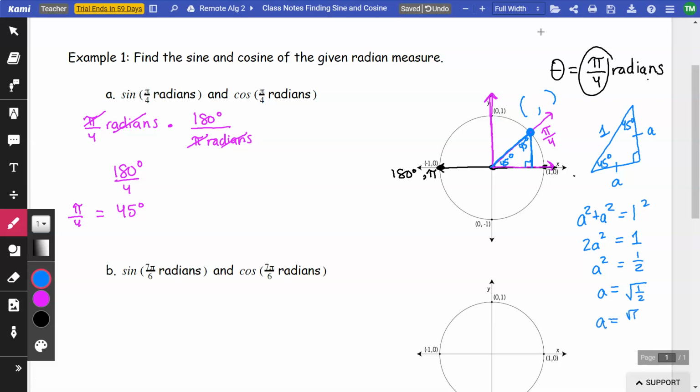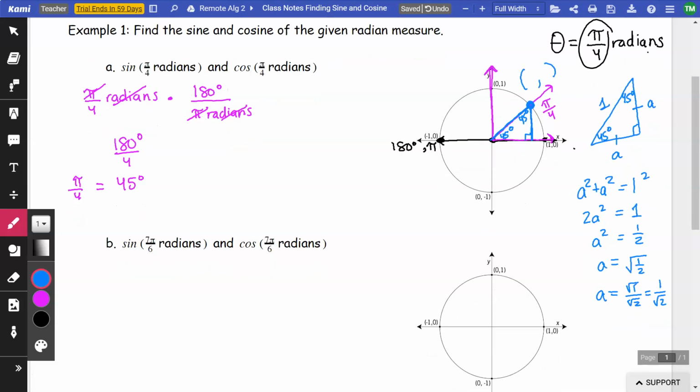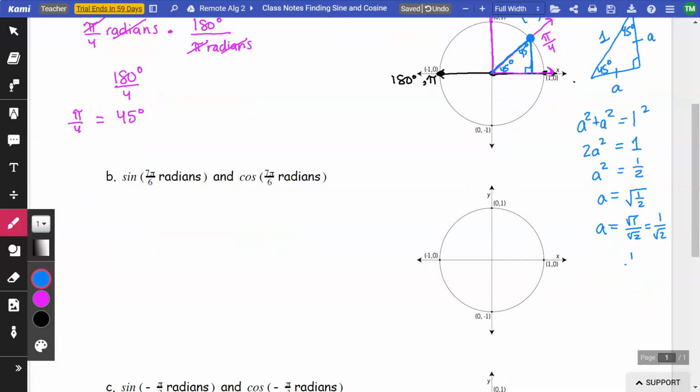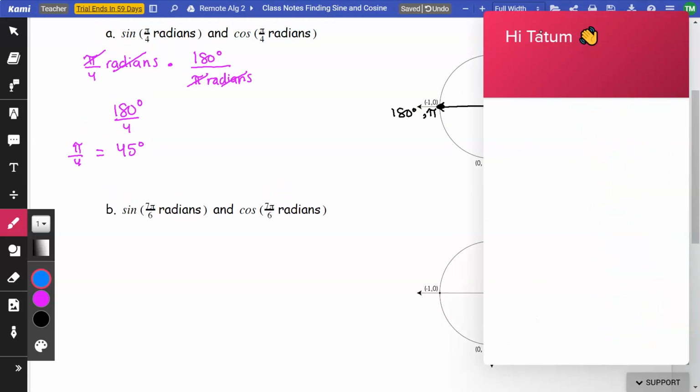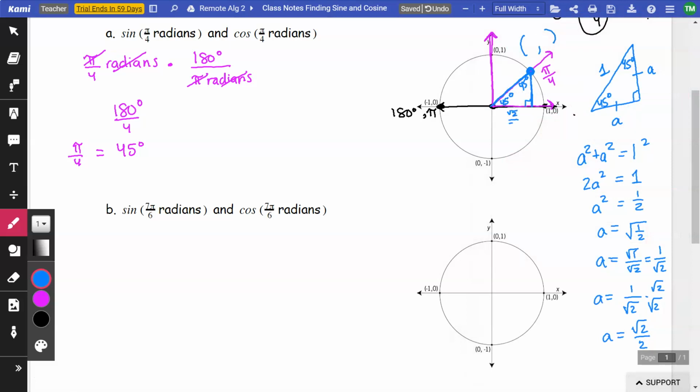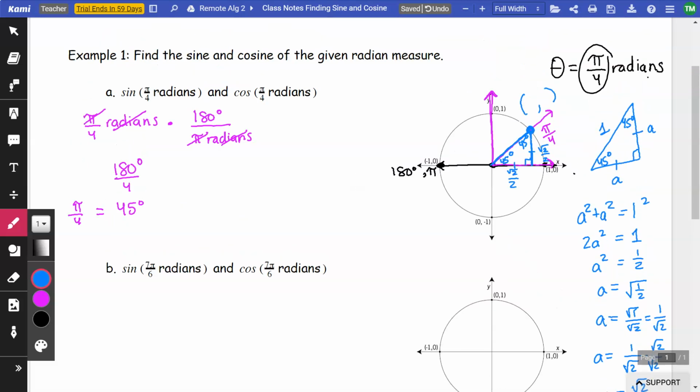So A is equal to the square root of 1 over the square root of 2, which is 1 over root 2. But we can't leave root 2 in our denominator, so we're going to multiply the denominator and the numerator by root 2. So we end up with 1 times root 2 is root 2, and then root 2 times root 2 is simply 2. So we know that this distance here is root 2 over 2. This distance has to be the same, so it's also root 2 over 2, which makes the x value of this point root 2 over 2, and then the y value is also root 2 over 2.